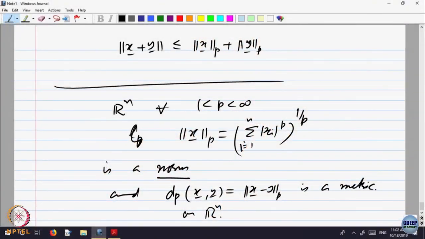And the next thing we will show is that it is not only a metric on R n, it is a metric on R infinity also. Well, that is a minor step because these are partial sums already, 1 to n kind of thing, we have it.